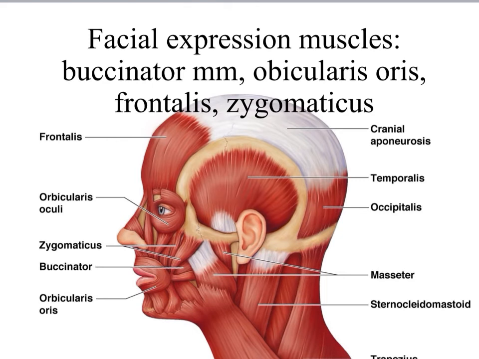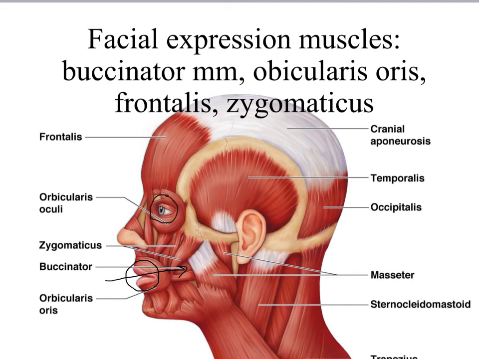First off is the buccinator. The buccinator is located right here. The next one on this particular slide is the orbicularis oris. Remember, orbicularis simply means it's a circular sphincter muscle. The oris is around the mouth. And then the orbicularis oculi is around the eye.